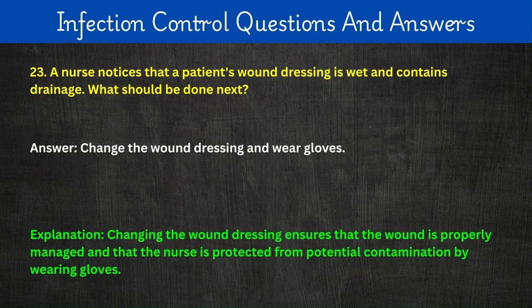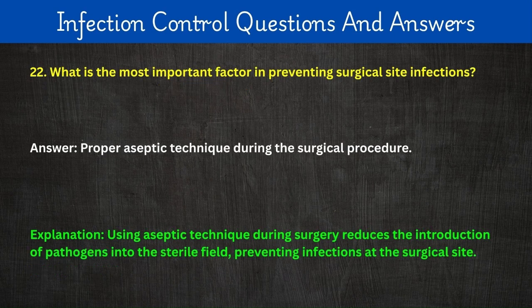22. What is the most important factor in preventing surgical site infections? Answer. Proper aseptic technique during the surgical procedure. Explanation. Using aseptic technique during surgery reduces the introduction of pathogens into the sterile field, preventing infections at the surgical site.